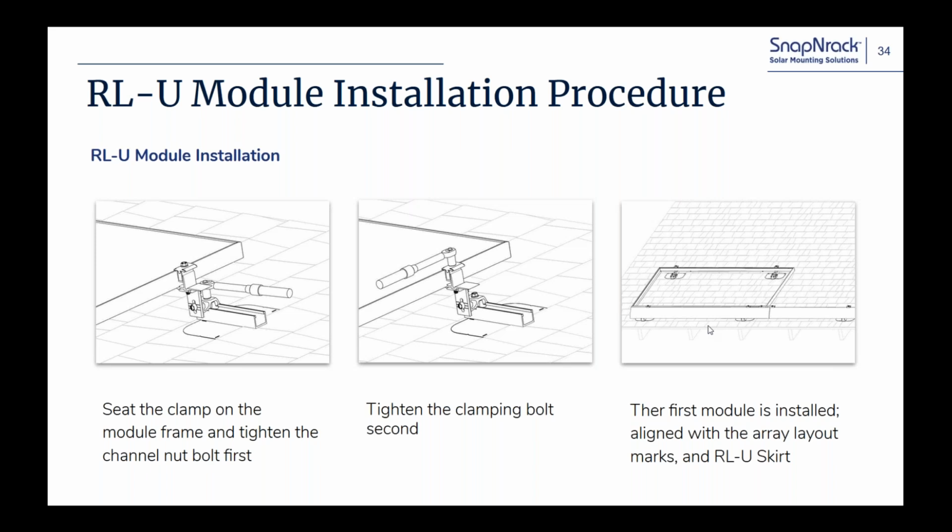So this is the same operation again. Once it's seated onto the module, tighten up the channel nut bolt and then tighten up the clamping bolt. And this is kind of what the finished install of that first module will look like.